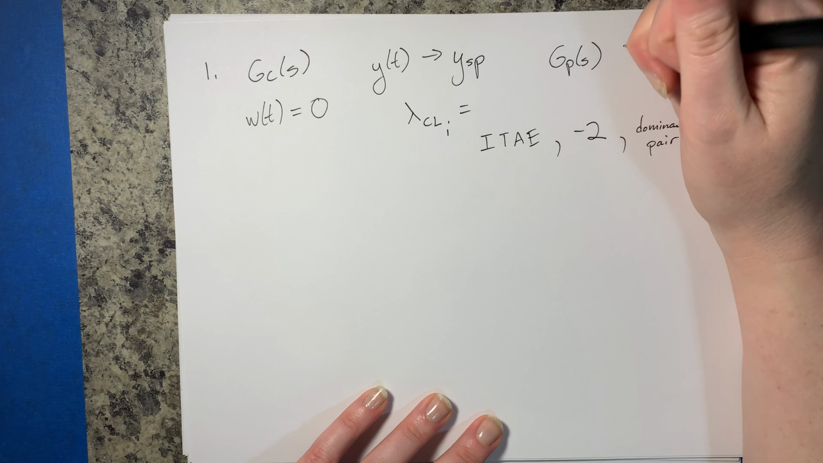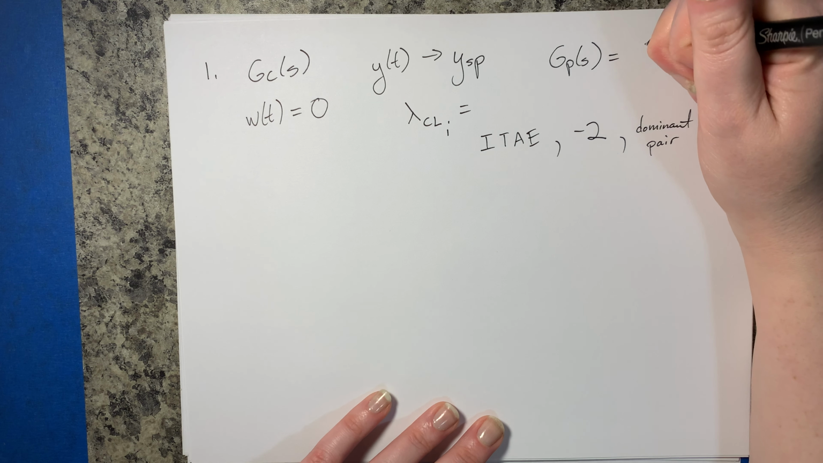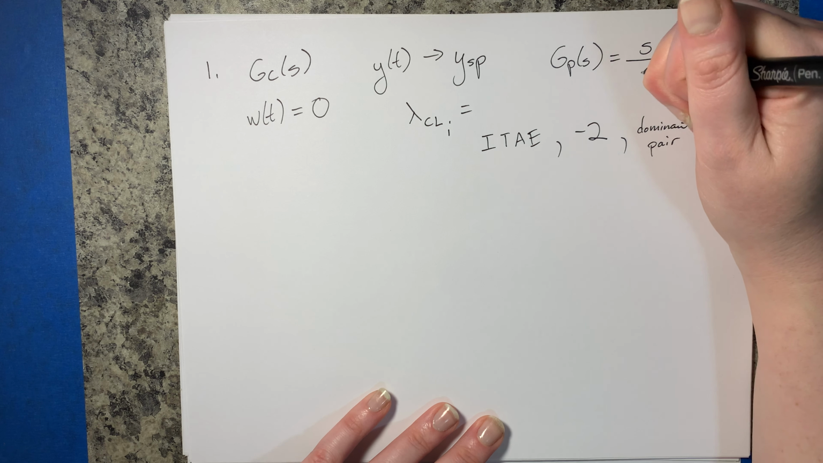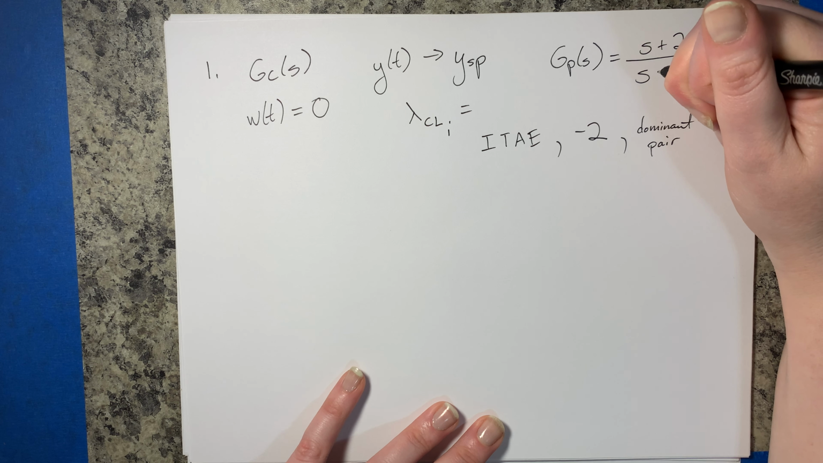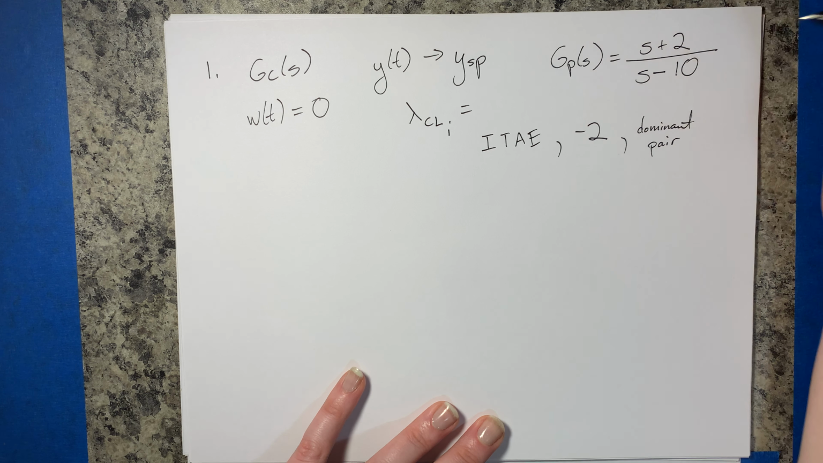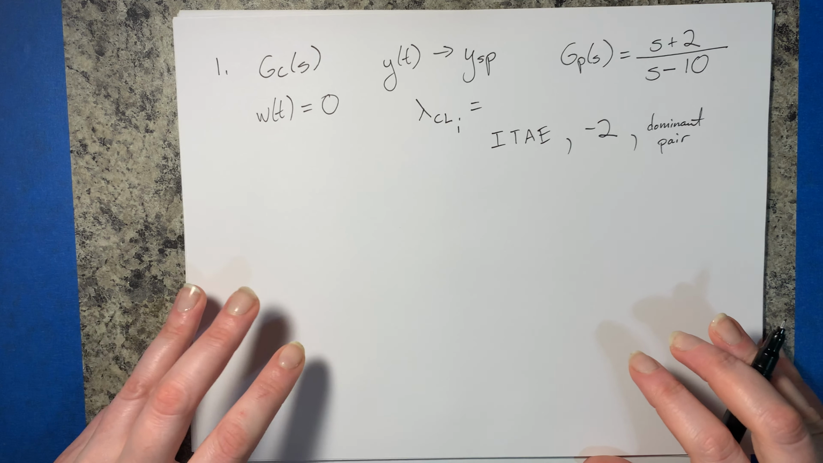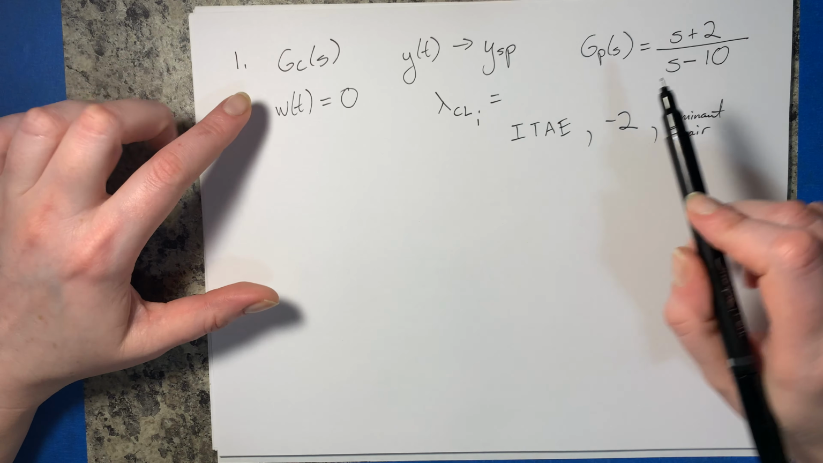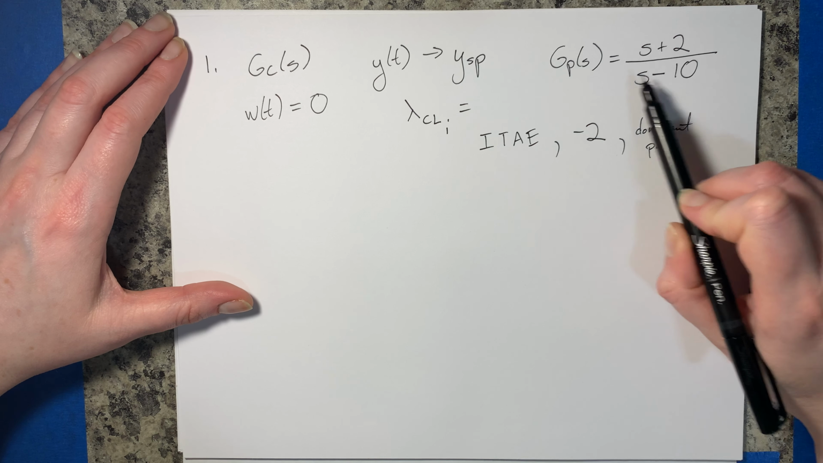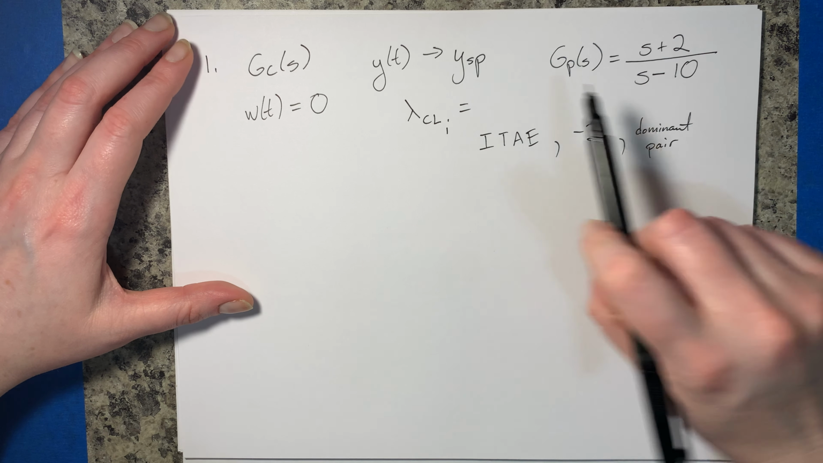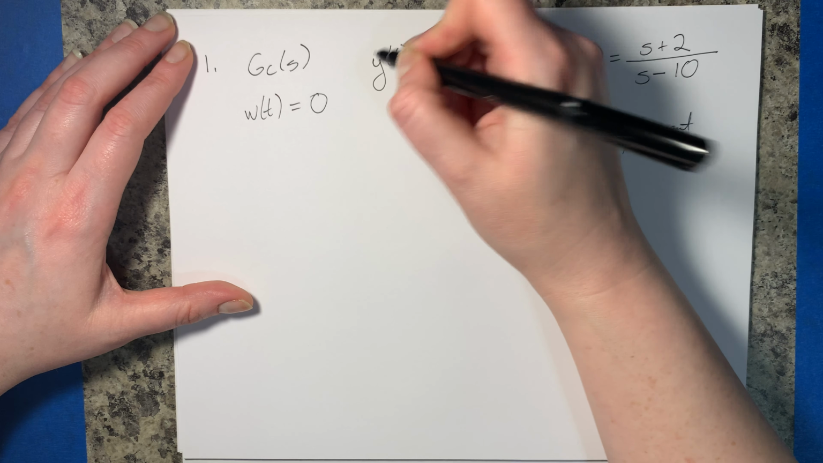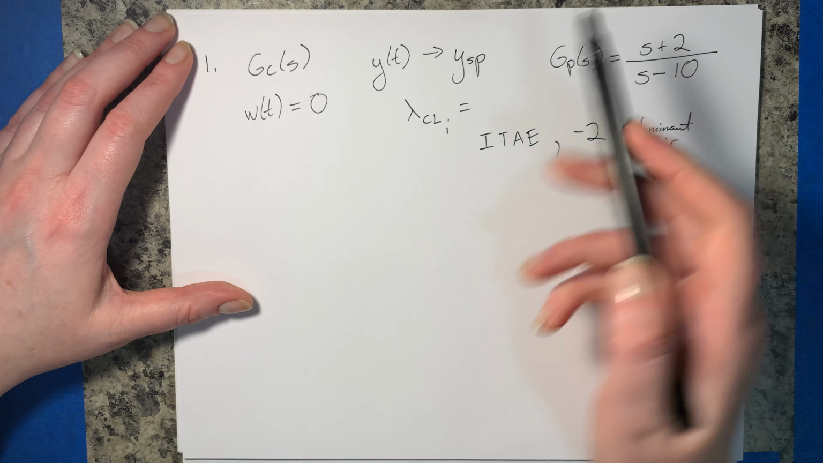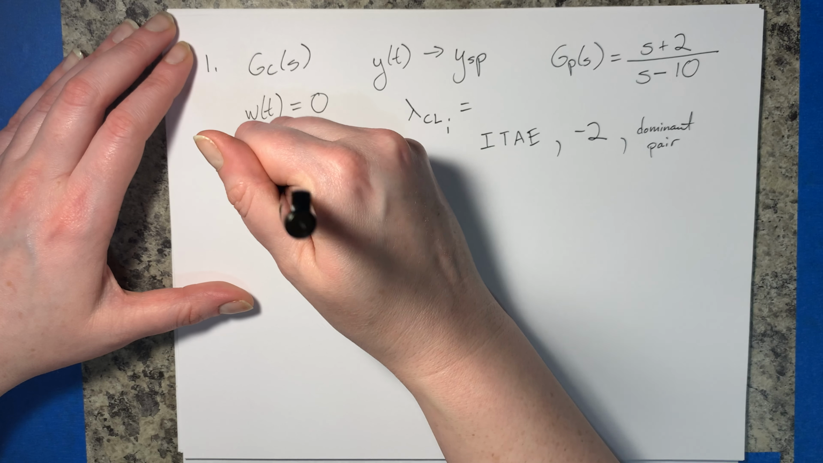Okay, so let's do an example where we have S plus 2 on top, and S, let's say, minus 10 on bottom. Developing the equations, we first want to see how many free S's are given to us by GP, and in this case it's 0. We have no free S's. How many free S's are needed? In this case 1, because we're doing a set point and we have no disturbance. So we have 1 free S needed.